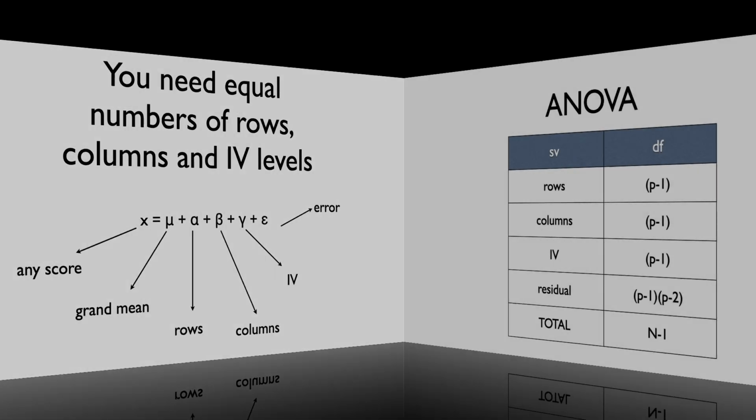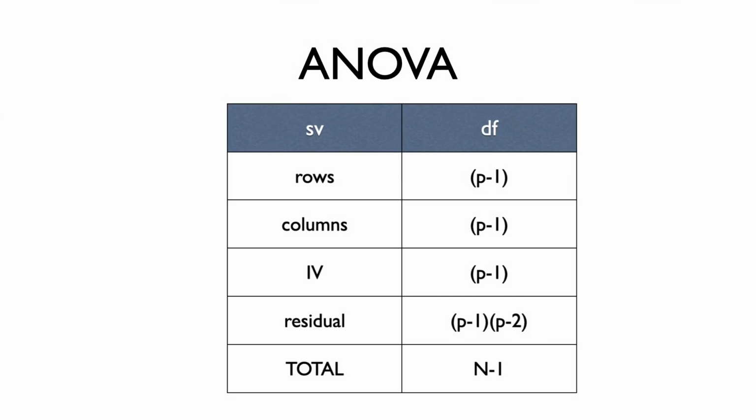All right. So the ANOVA just looks like this. Rows and columns each have p minus 1. P is the number of rows, P is the number of columns, P is the number of levels of the independent variable. They are all the same. P minus 1, P minus 1, P minus 1, P minus 1 times P minus 2.